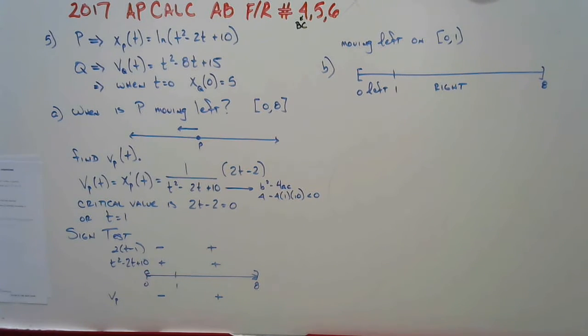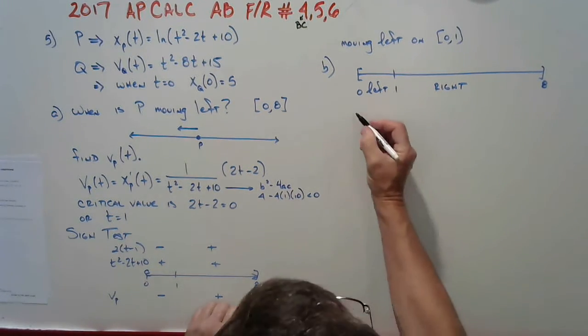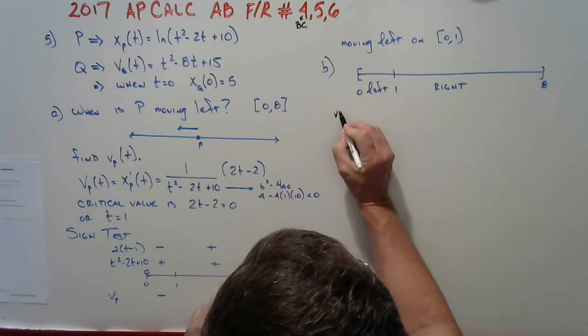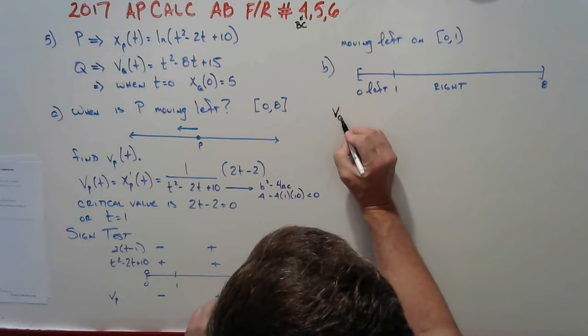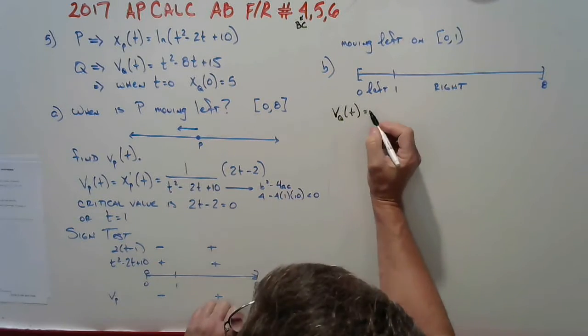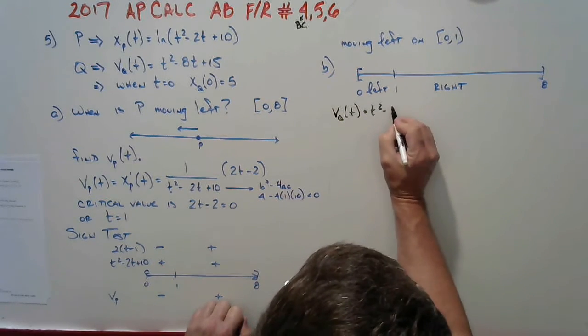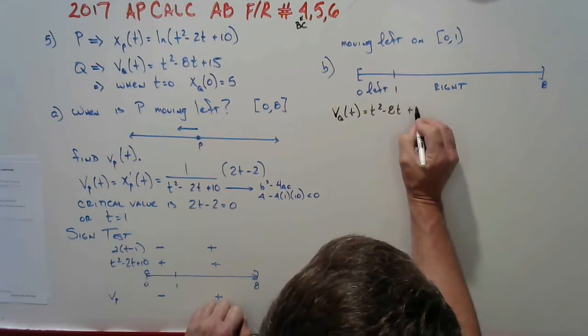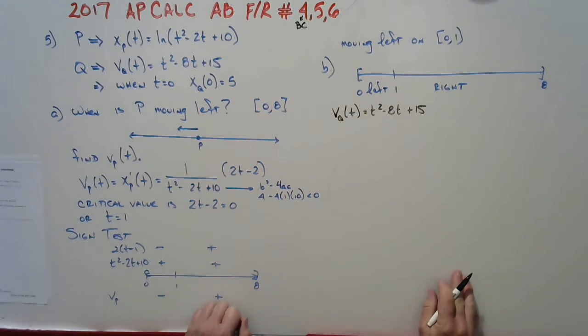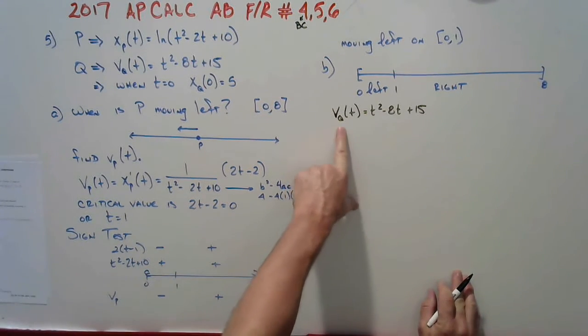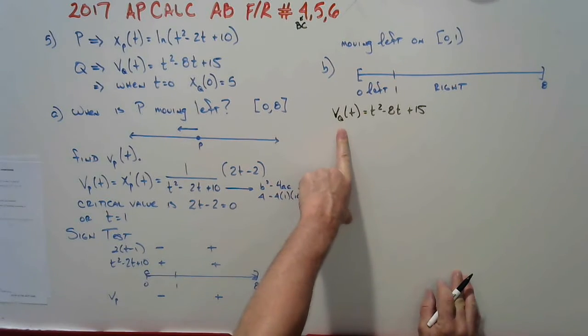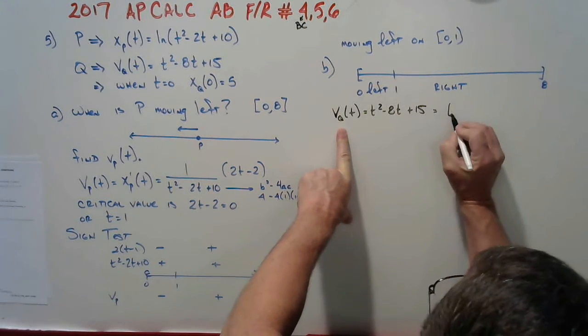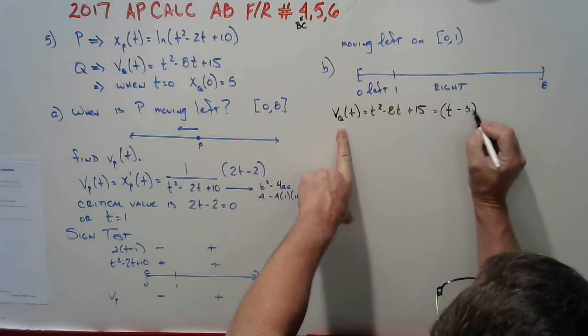Now, what about particle Q? Well, let's change colors, and we'll do particle Q in another question. We know the velocity of particle Q. They gave us that. It's equal to t squared minus 8t plus 15. We don't have to take the derivative and do the sign test. We already have its velocity. This factors: this is t minus 3 times t minus 5.